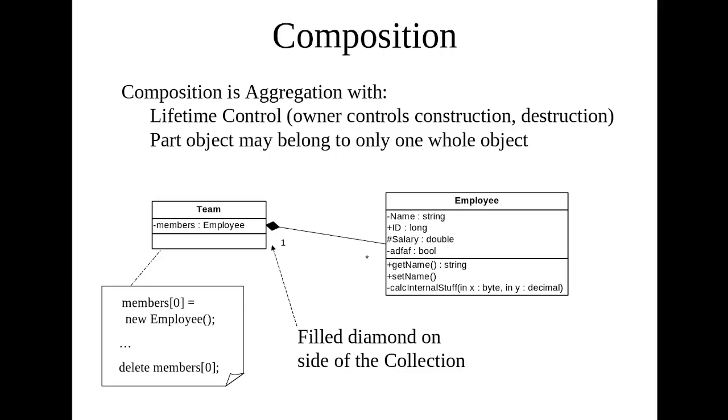Composition is a strong form of aggregation. There, you have lifetime control. The owner controls the construction, destruction, whatever we have to do with this particular object. So in a team you have multiple employees. These employees can be created, destroyed, whatever is needed can be done here. All the operations of this can be used here, no issues. This can be represented as a filled diamond on the collection side.